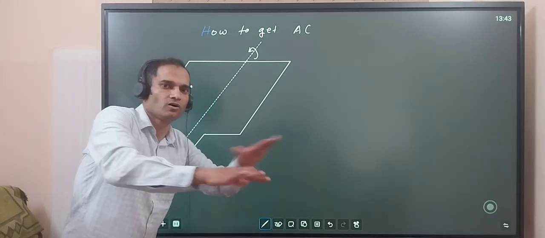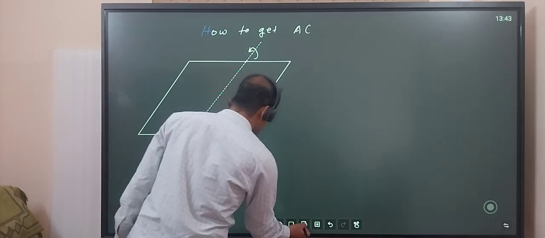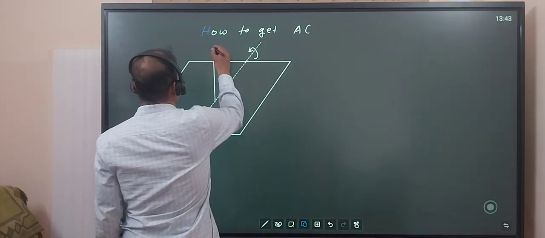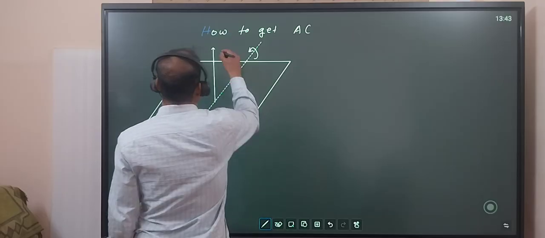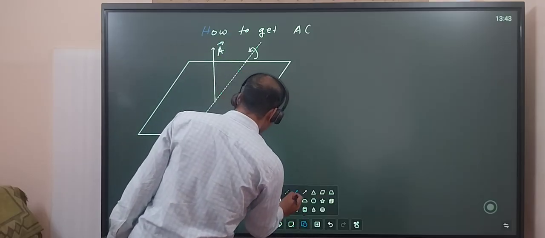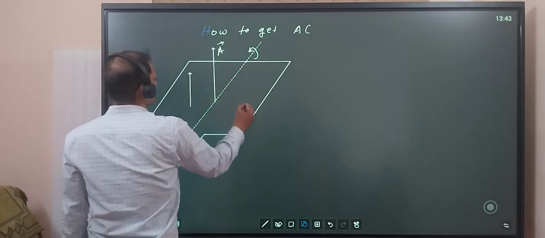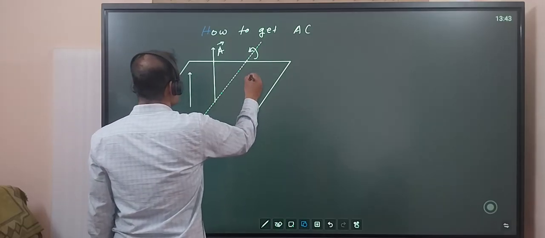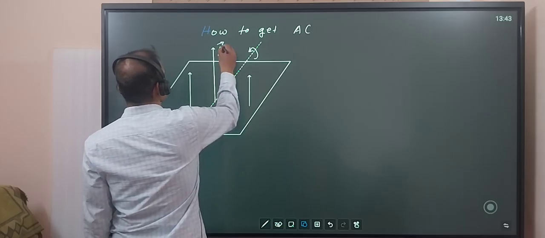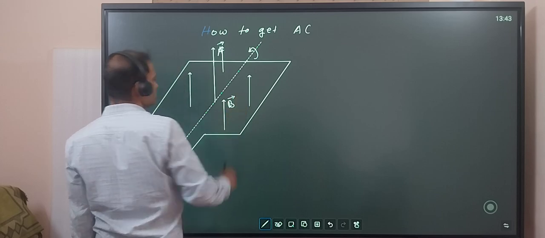Initially this is in a horizontal plane, so the area vector of the loop is vertically upward. I will denote it by A, and we have a vertical magnetic field also. Everywhere in the region we have a vertical magnetic field, and the magnitude of the magnetic field is B.